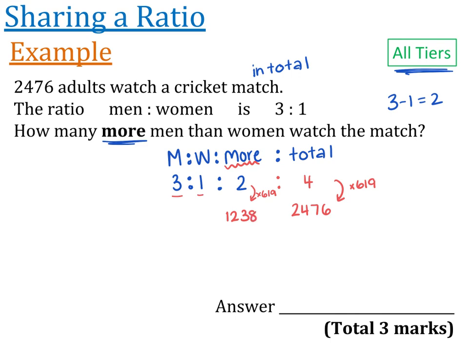1,238. I don't actually need to work out how many men and how many women were there, because by finding this column here with the more, I've done both of those steps in one. So my final answer is 1,238.